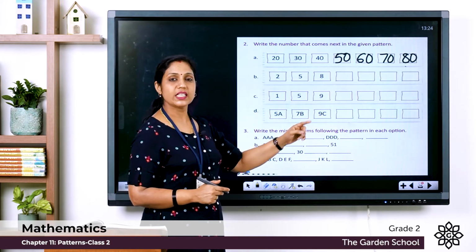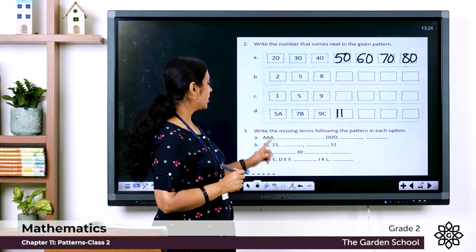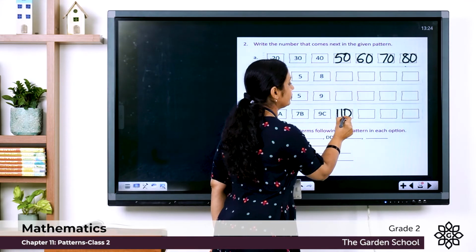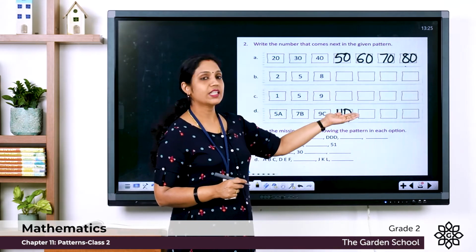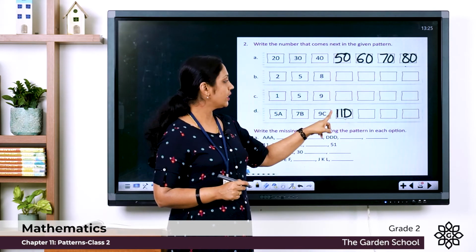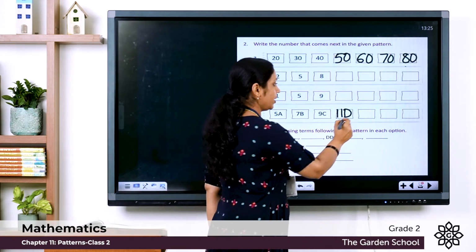9 plus 2 is 11. Which letter has to come next? A, B, C, D. So write the letter D here. So now let's see what is the number coming in the pattern here. 11D. So with this 11 we have to add 2. So 11 plus 2 is 13.